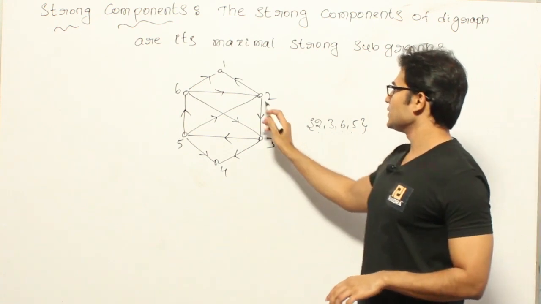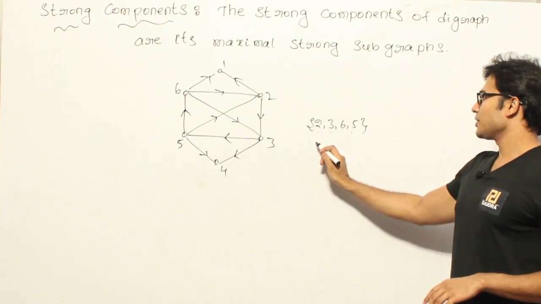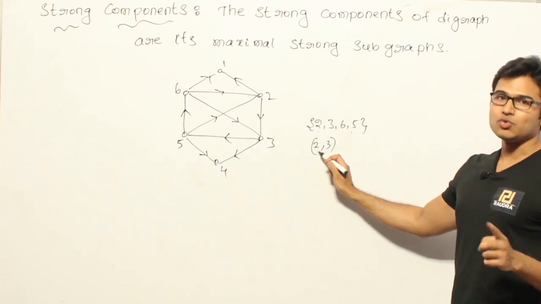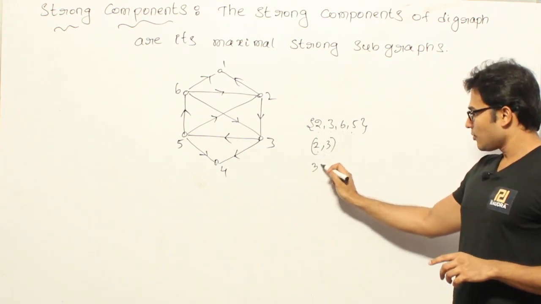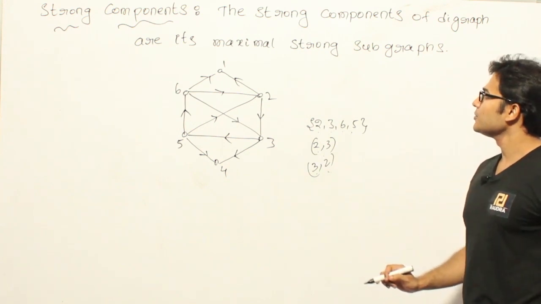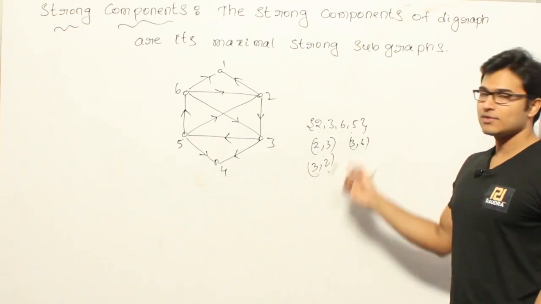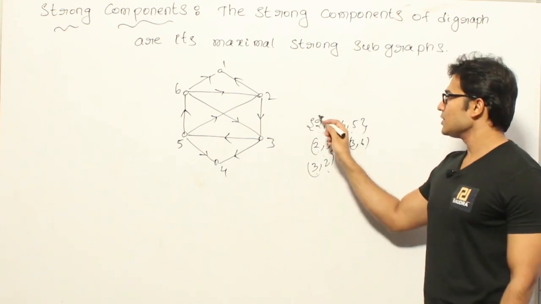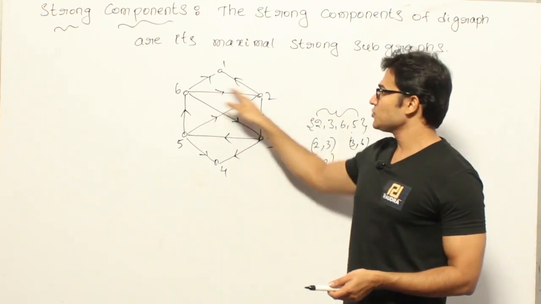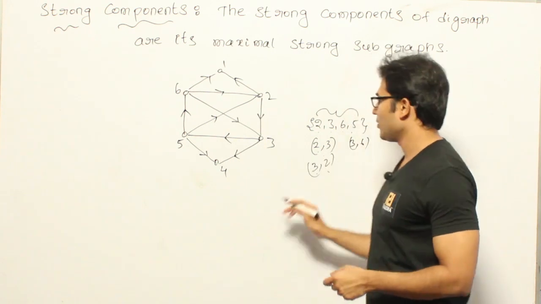Which means if you see between 2, 3, 6, 5, if we take any ordered pair, like if I take 2, 3, there will be a path from 2 to 3. And if I take 3, 2, there will be a path from 3 to 2. Right? And similarly, if you take 3, 6, there will be a path from 3 to 6 as well as 6 to 3, like that. So this is the maximal subgraph of this graph which is strongly connected. That is called a strong component. Got it? Okay.